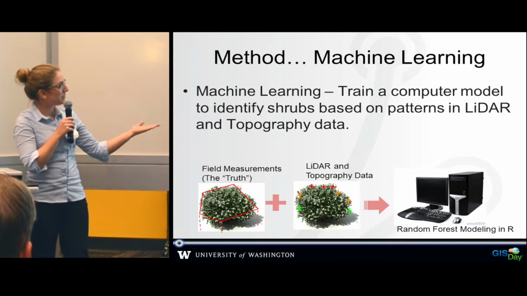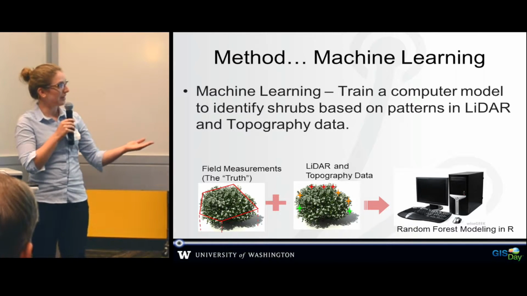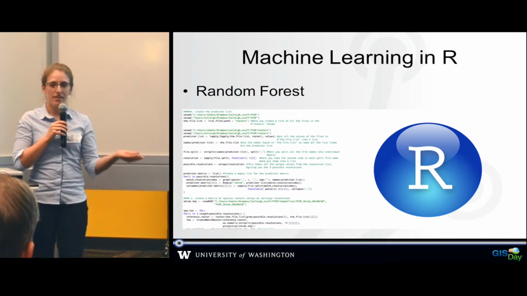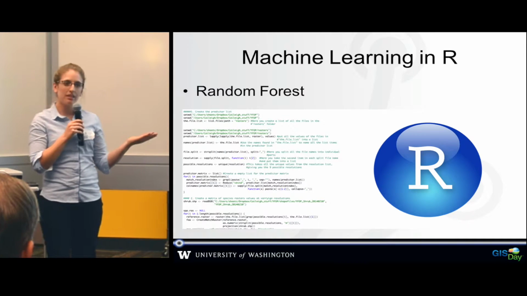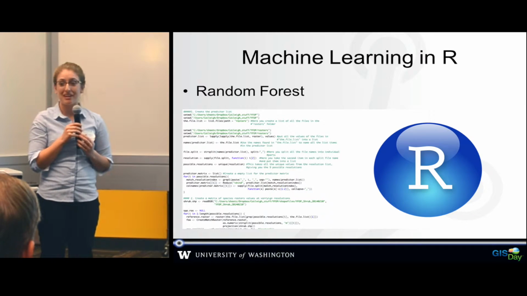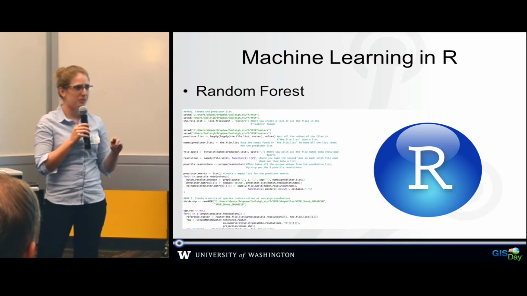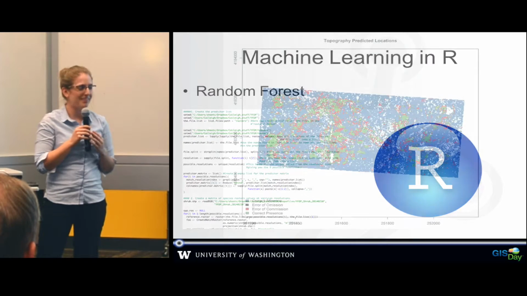So I give it the field measurements and the topography data and the LiDAR, and it basically says, when I see this in the LiDAR, that means that there is a shrub there, or there's not a shrub there. This is done with Random Forest. It's a package within R, which is a statistical programming language, if some of you are familiar.